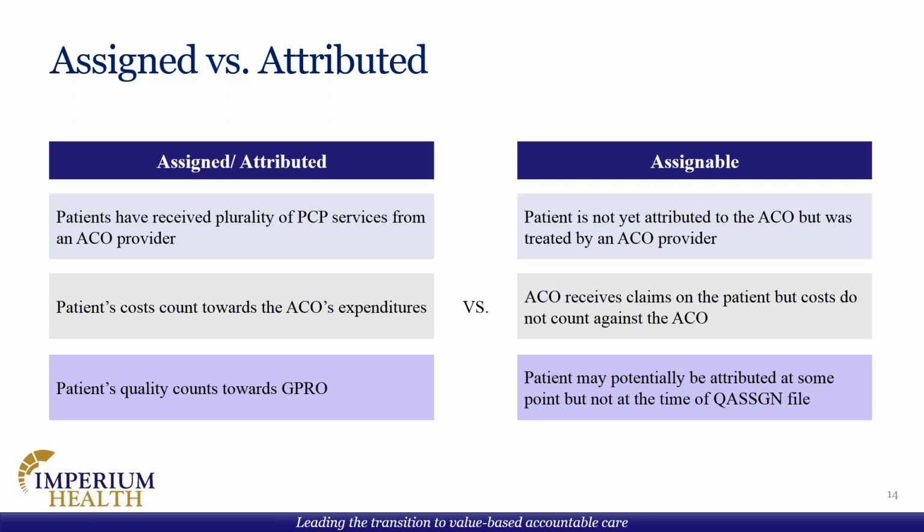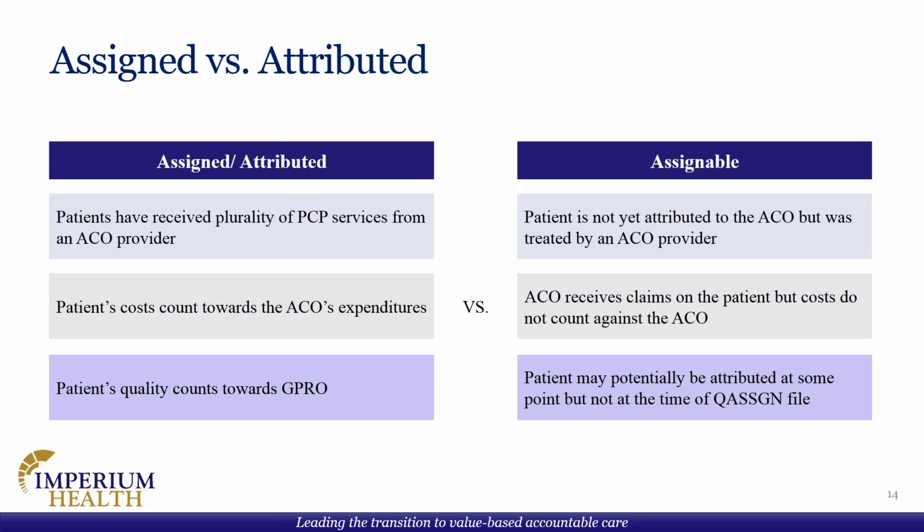Patients on that attributed or assigned list may appear on the GPRO or quality audit. The assignable patients are patients that haven't yet shown up on the ACO list, but have been treated by an ACO provider. Medicare provides that list to us, although they don't identify which ACO provider treated them. An ACO receives claims data and cost information on those patients, but the costs don't necessarily count towards the ACO's expenditures.